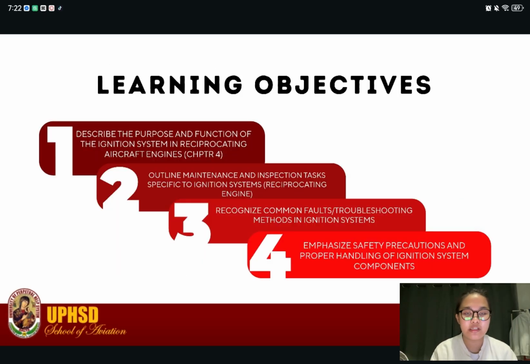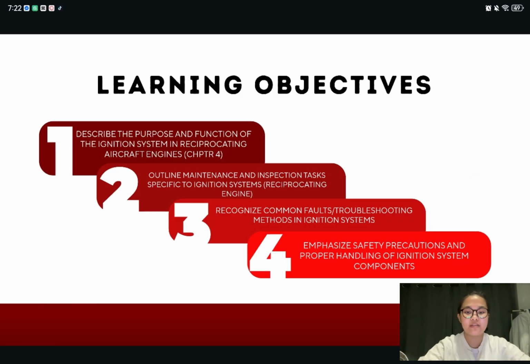So next is our learning objectives. Here we are going to explain the purpose and function of the ignition system of the reciprocating engine, and outline the maintenance inspection tasks specific to the reciprocating engine ignition system. The third one is to recognize the common faults and troubleshooting methods in the ignition system. And lastly, to emphasize the safety precautions and proper handling of ignition system components.